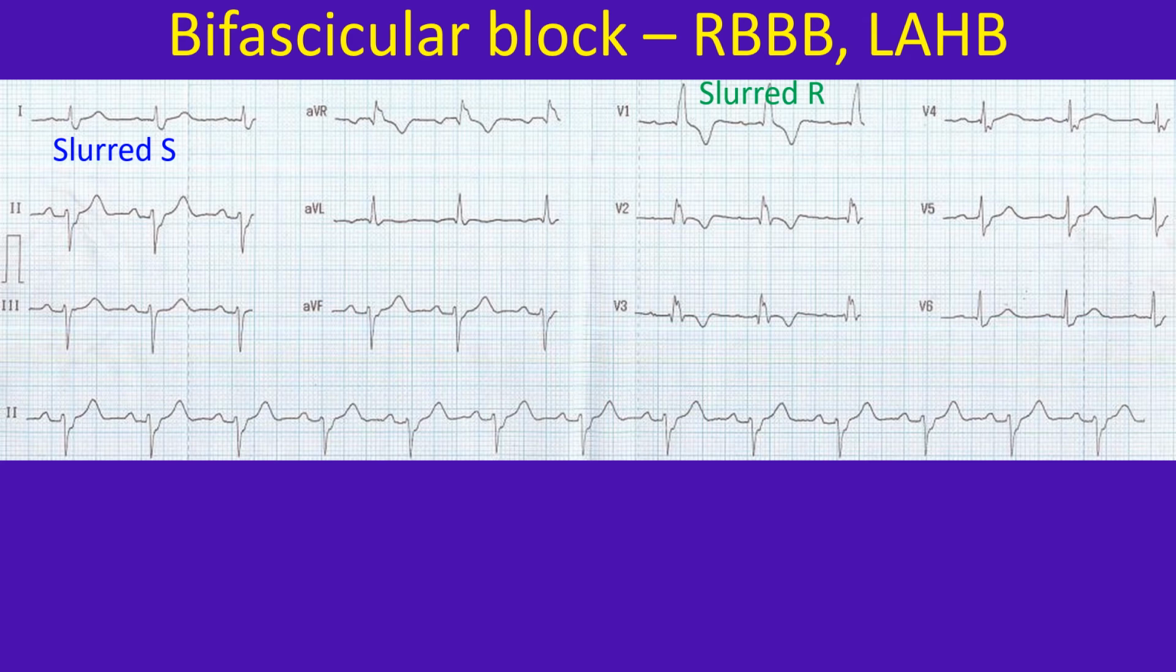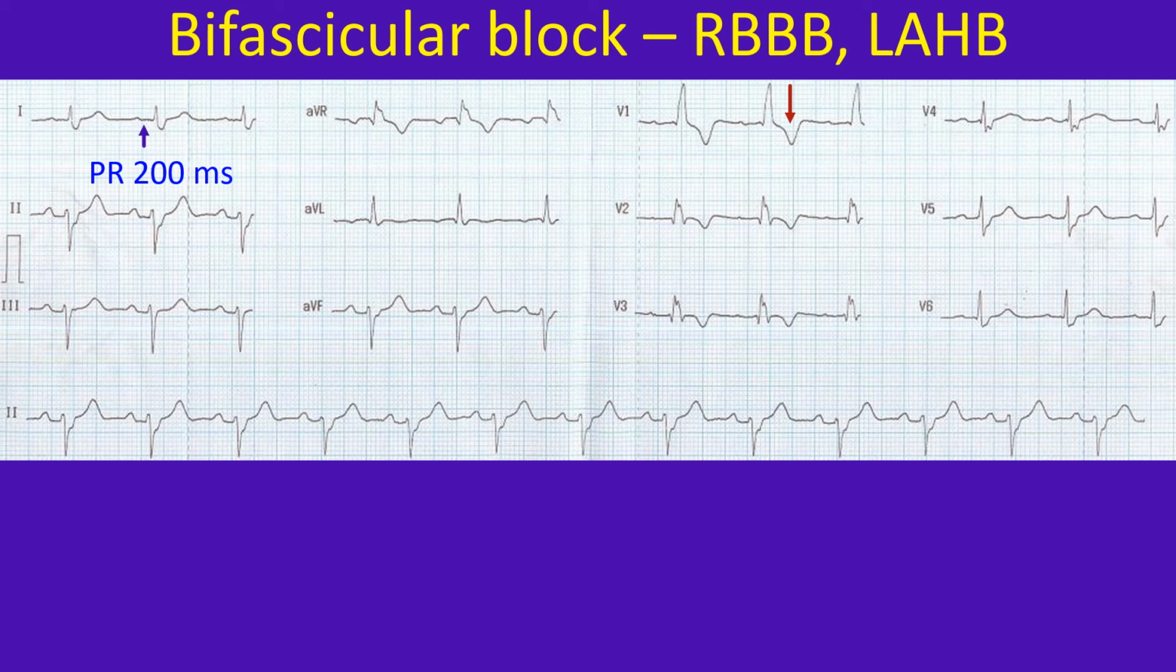Slurred S waves in lateral leads and slurred R waves in V1 are suggestive of right bundle branch block. The initial R wave is missing in V1 and V2, possibly due to an old anterior myocardial infarction. Left axis deviation with RS pattern in inferior leads and QR pattern in AVL suggests associated left anterior hemiblock. The QRS width is increased as part of the complete right bundle branch block pattern. T-wave inversion in V1 to V3 could be due to right bundle branch block or previous anterior myocardial infarction.